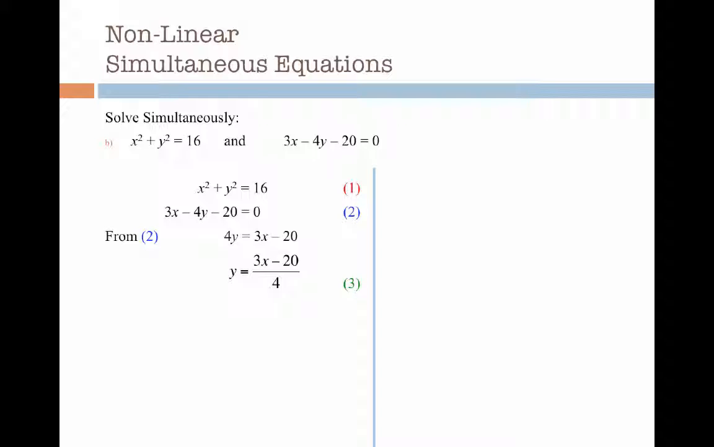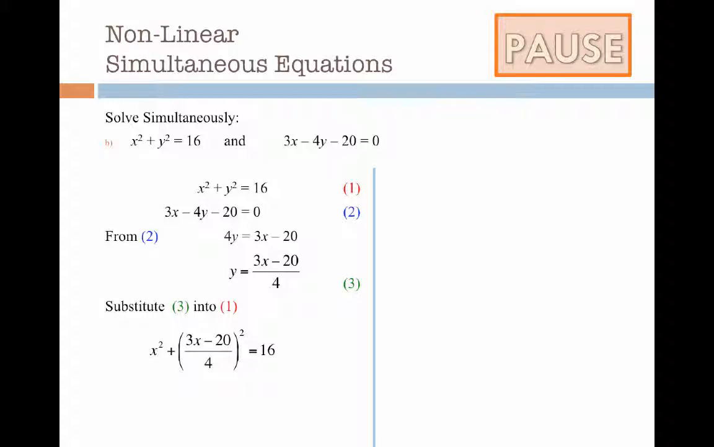This is now my third equation, and I'm going to substitute my third equation into my first. Again, as an exercise, you might want to substitute the third equation into the second and see what you come up with, but we're going to substitute the third into the first. To do that, I get x squared plus, now wherever I see a y, I'm going to substitute (3x minus 20) over 4 into it. But notice the squared, that's really important. That equals 16. I think at this point, although it's very difficult, I'd like to see if you can pause the video and challenge yourself to try and solve for x in this situation.